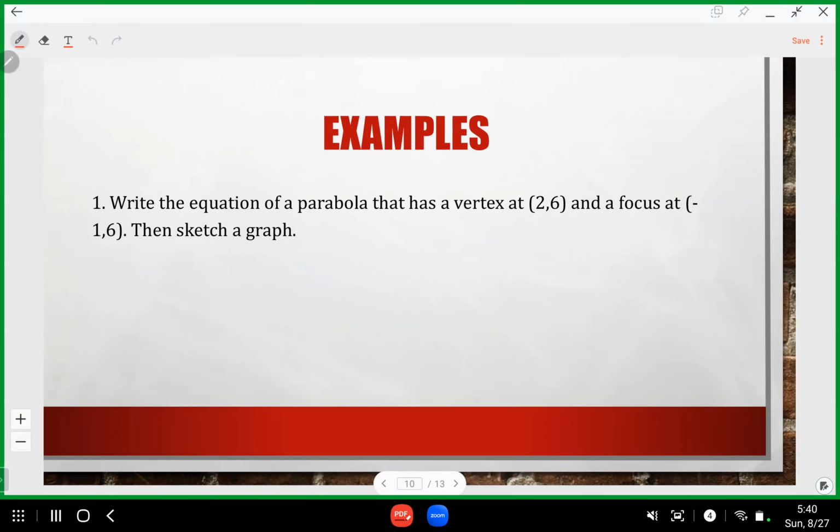Find the equation of a parabola that has a vertex at (2, 6) and a focus at (-1, 6).